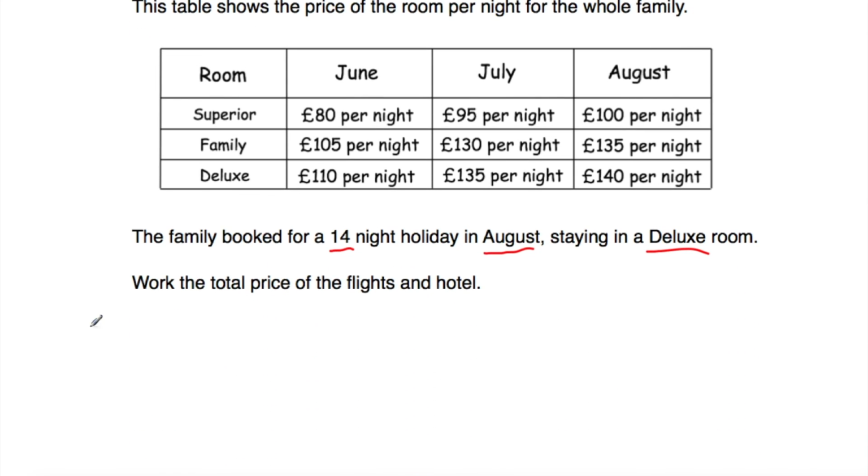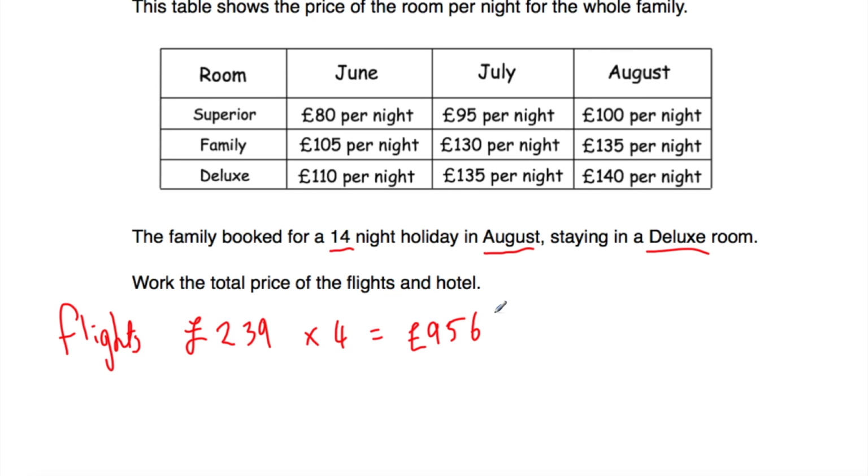So in terms of the flights, it was £239 per person. There are 4 people, so we're going to do 239 multiplied by 4 and see what we get. And that's equal to £956. So the price of the flights in August for the family would be £956.